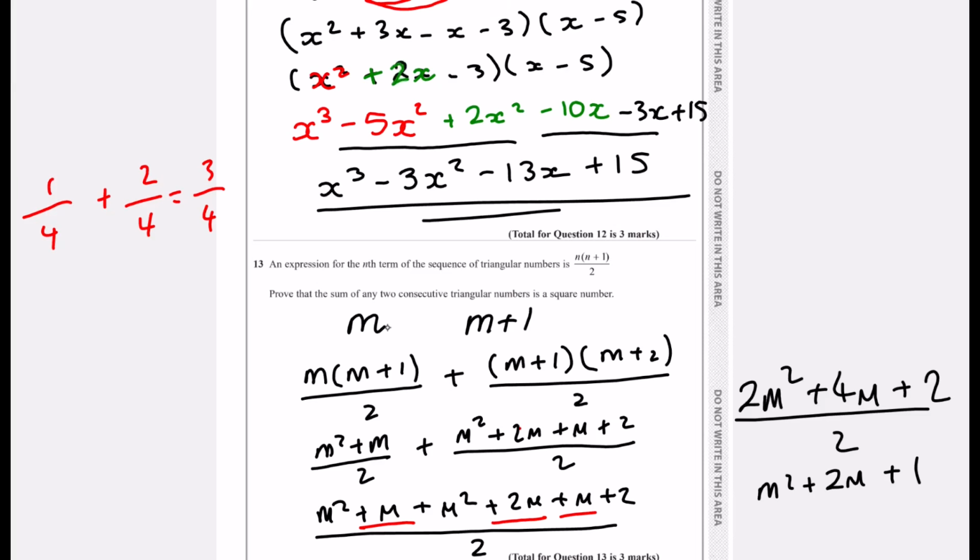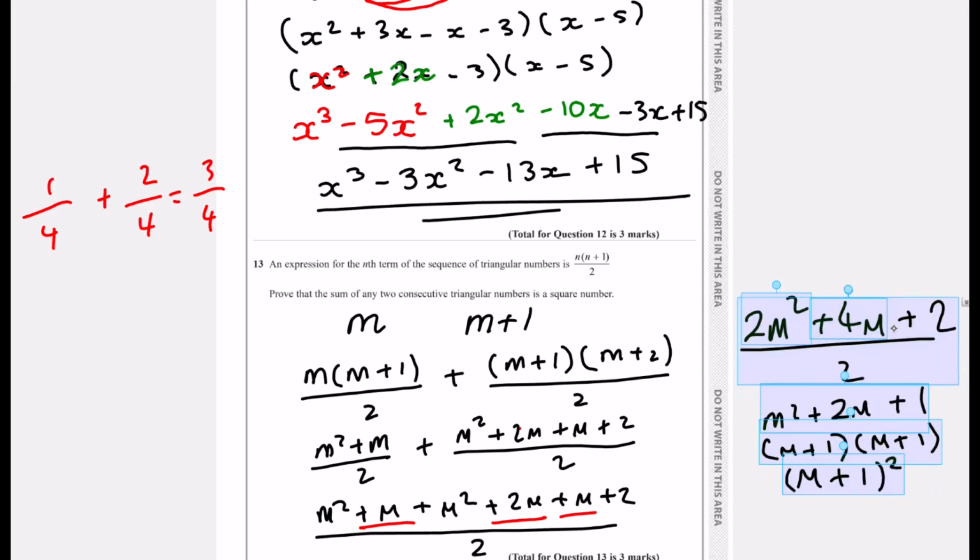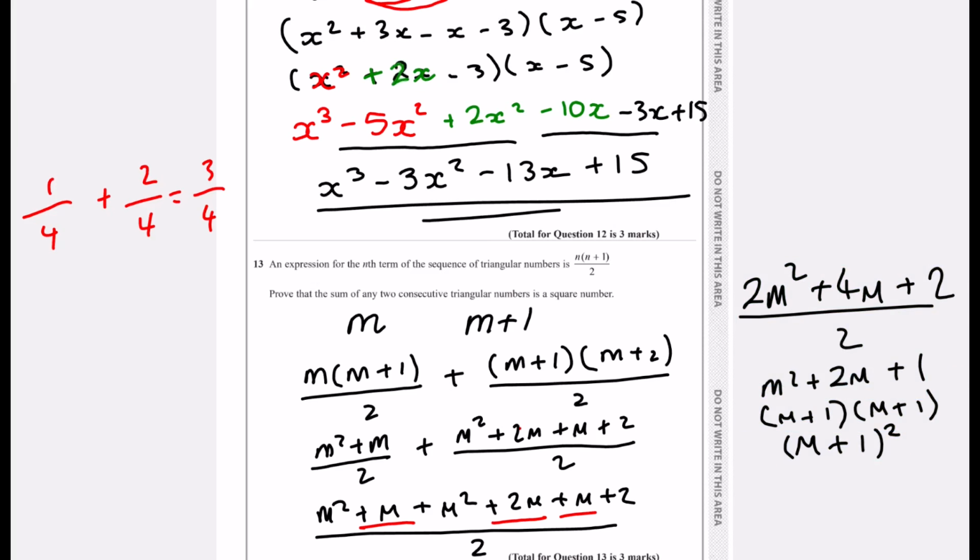That is simplified. I need to prove that it's a square number. How can I show it's a square number? Well, I can factorize it. So it factorizes into m plus 1 times m plus 1, which is the same as m plus 1 squared. And because it's something squared, it's a square number. So no matter what number I put in for m here, it will always be a square number because we're squaring it.